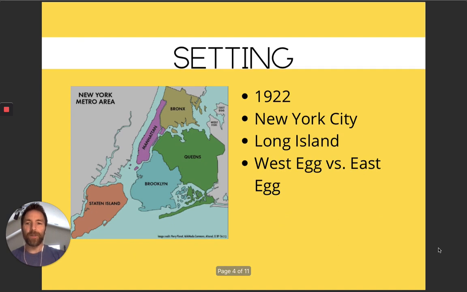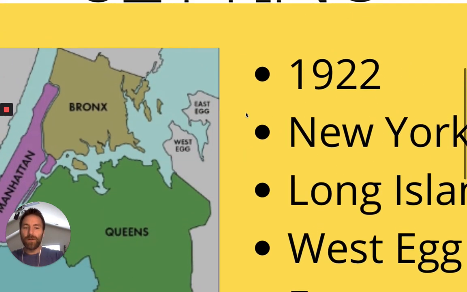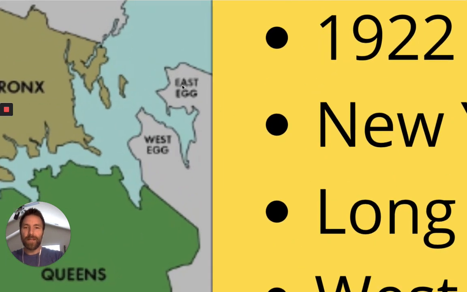So the book takes place in 1922 in New York City, Long Island, a specific part of Long Island, which in the book has two islands, and I'm circling them here. I don't know how well you guys can see them. Let me see if I can zoom in a little bit. Oh, I don't think it's going to let me. There we go. Okay, so there are two little land masses here, East Egg and West Egg, and those are the two areas that the novel takes place on.